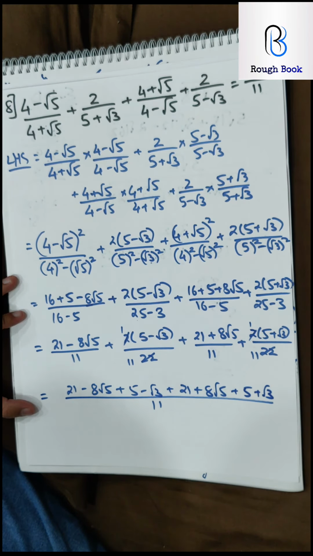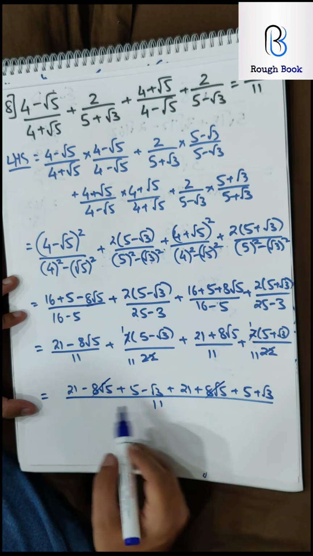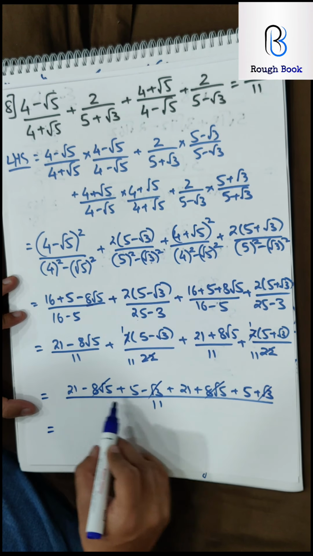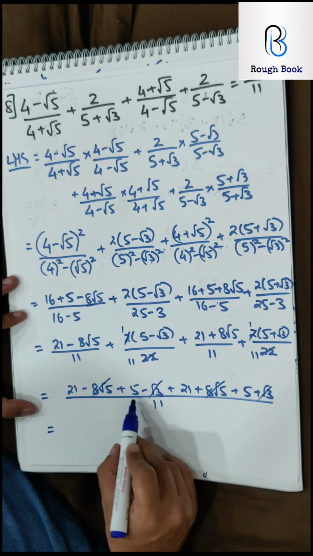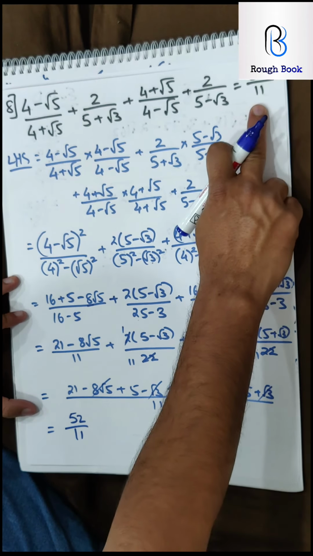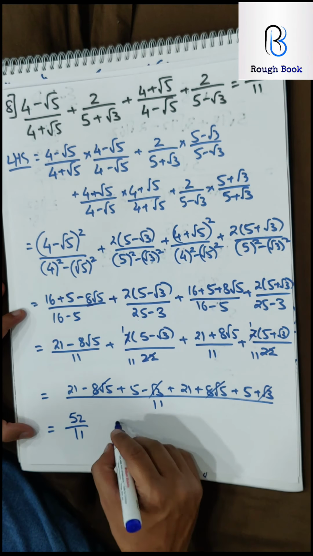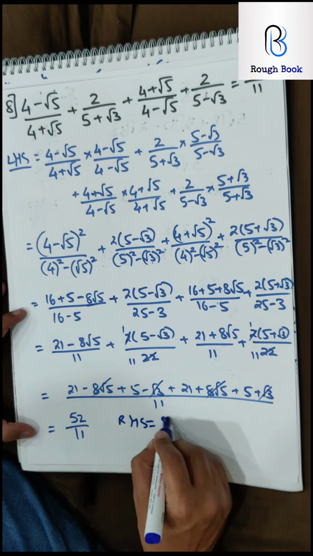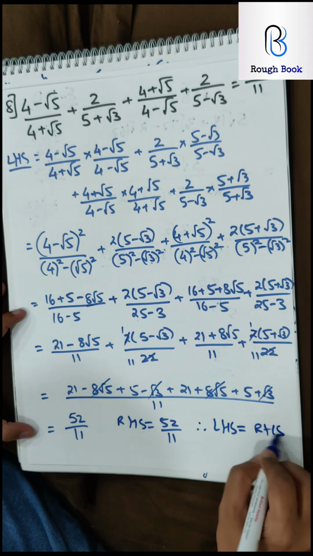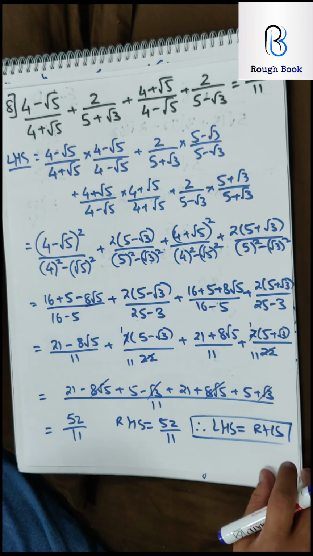Now if you look at it carefully, I have a minus 8 root 5 plus 8 root 5, I can cancel, plus 3 minus 3 I can cancel. So I got 21 plus 21, 42, plus 10, so that will be 52 upon 11. That's what our target is. Once you reach here, don't get too excited, you will lose 1 mark because you need to mention RHS is 52 by 11 and therefore LHS equals RHS is what we need to mention right at the end. So that's how we're going to do it.